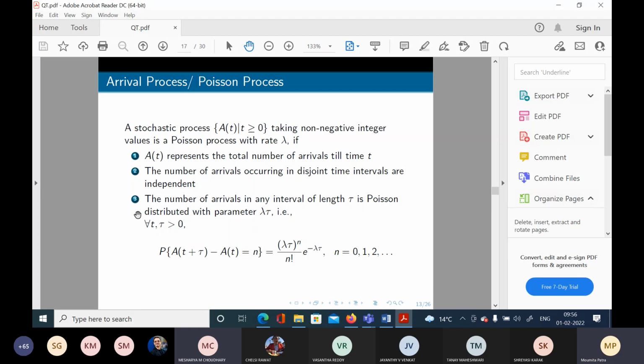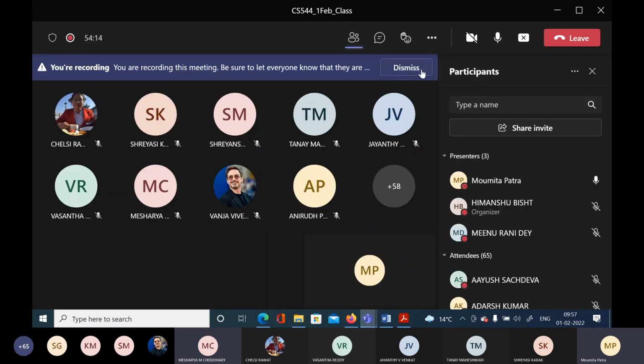All right, I am out of time for today's class, so I'll stop the class here itself, and next class I will go ahead and continue with the M/M/1 queue and its properties.